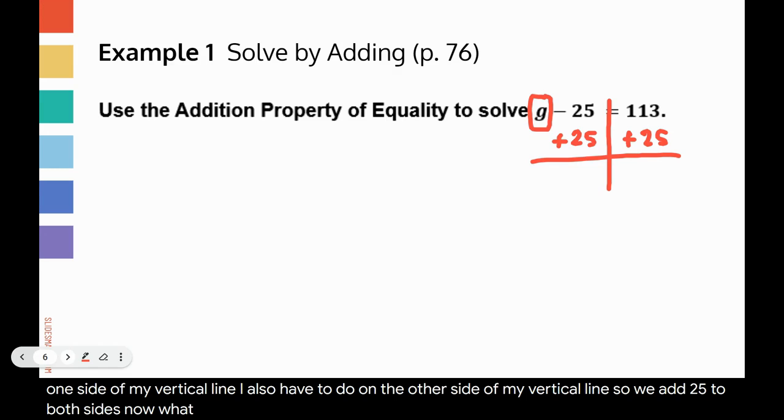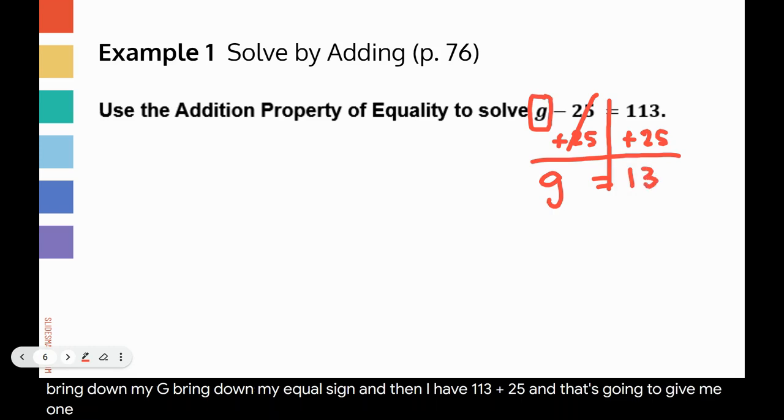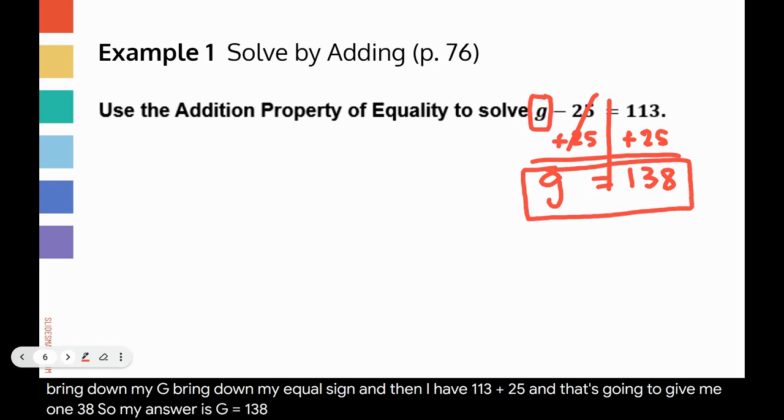Now what happens is negative 25 plus 25, that's 0. So that's going to cancel out. And then I can bring down my g, bring down my equal sign, and then I have 113 plus 25, and that's going to give me 138. So my answer is g equals 138. So we had to use inverse operations in order to get our answer.